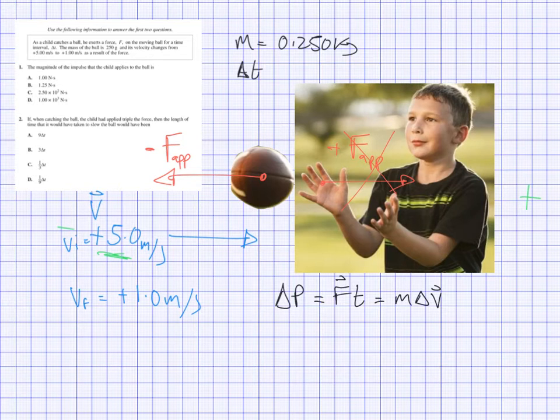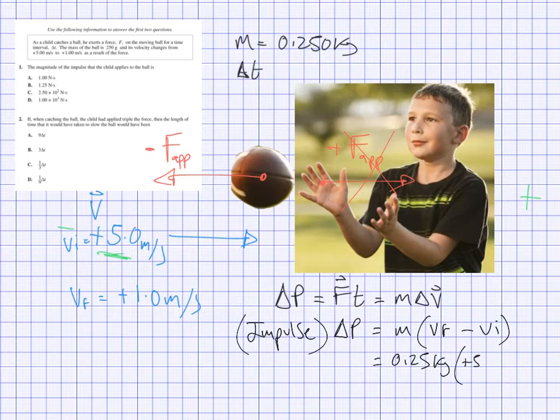So let's keep going with this. This change in momentum, this impulse, I'll write that in, is mass multiplied by a change in velocity. Well, to get the change, we're just going to take the final velocity minus the initial. So hopefully you can see we're pretty much there. I'm just going to put the numbers in. 0.25 kilograms multiplied by positive 5 meters per second minus 1 meter per second.